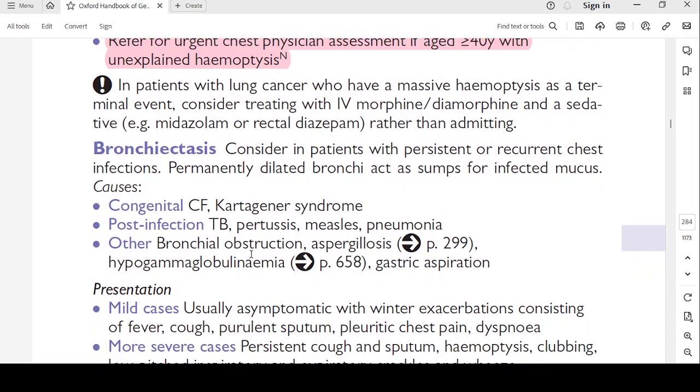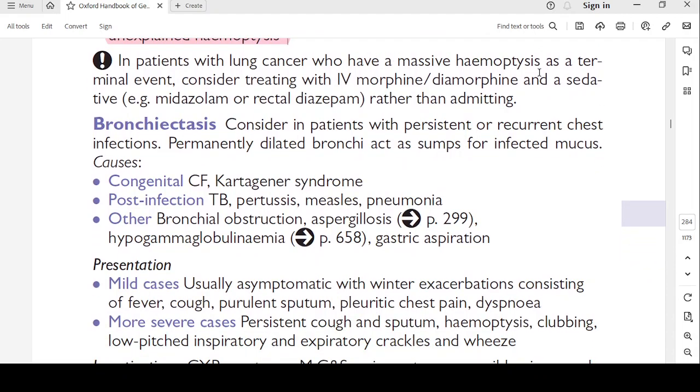So, if age is more than 40 years and there is unexplained hemoptysis, you need to refer to a chest physician. Patients with lung cancer who have massive hemoptysis as a terminal event: consider treating with IV morphine or diamorphine and a sedative, midazolam or rectal diazepam, rather than admitting. So unexplained, you have to admit; for an explained cause, you give them treatment: morphine, diamorphine, sedative, midazolam or rectal diazepam.